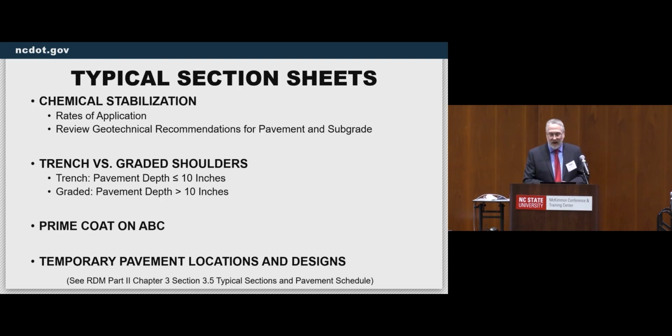We've also identified numerous common errors on typical section sheets. Of course, more detailed guidance can now be found in Part 2, Chapter 3, Section 3.5, which is titled Typical Sections and Payment Schedule, in the new Roadway Design Manual. Some common errors on typical section sheets include not providing the correct type and rates of application for your chemical stabilization, which is typically your lime and cement stabilization on your projects.